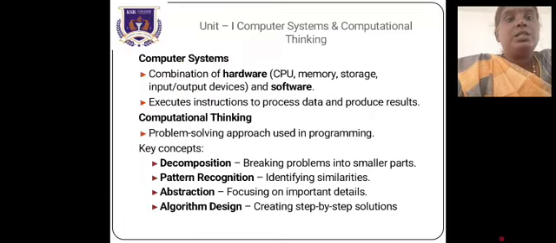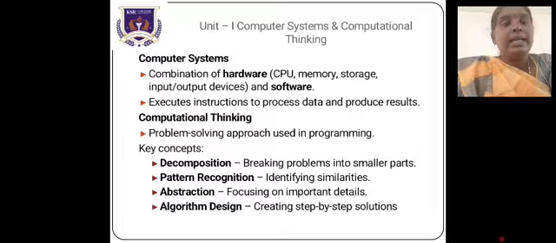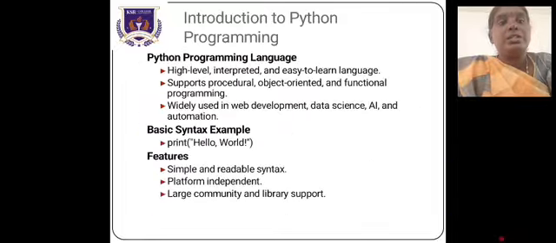First one, Computer Systems. Combination of hardware and software to execute the instruction to process data and produce results. Computational thinking means problem-solving approach used in programming. The key aspects are decomposition, breaking problems into smaller parts, pattern recognition, identifying the similarities, abstraction, focusing on important details, algorithm design, creating step-by-step solutions.